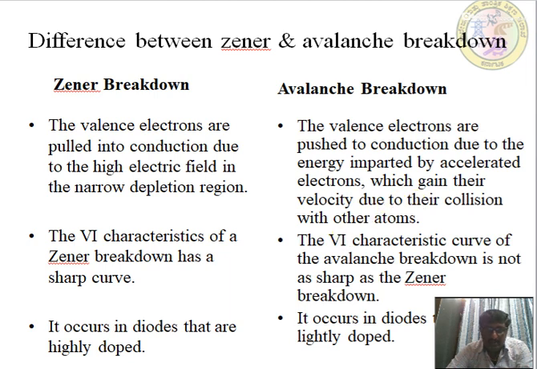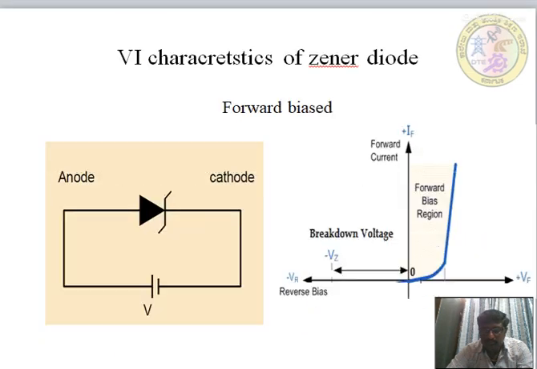The VI characteristic of Zener breakdown has a sharp curve, and the VI characteristic of avalanche breakdown is not as sharp as Zener breakdown. And the last one: Zener breakdown occurs in diodes that are highly doped, and avalanche breakdown occurs in lightly doped diodes.